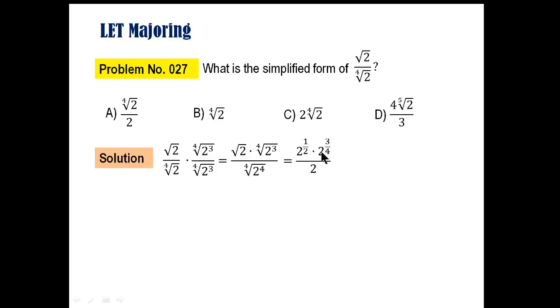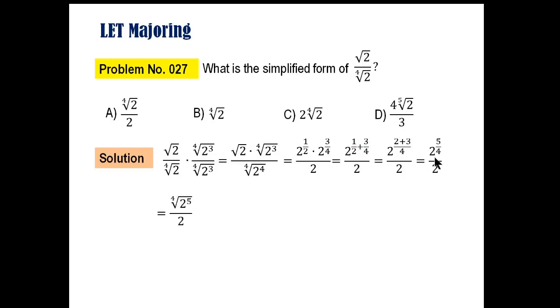If we have the same base, all we have to do is to add exponents. Okay, so 2 raised to 1 half times 2 raised to 3/4 over 2. This is equal to 2 raised to 1 half plus 3/4 over 2. Now the LCD is 4. 4 divided by 2, that's 2. 2 times 1, that's 2. 4 divided by 4, 1. 1 times 3, 3. So that's 2 raised to 5 over 4 over 2.